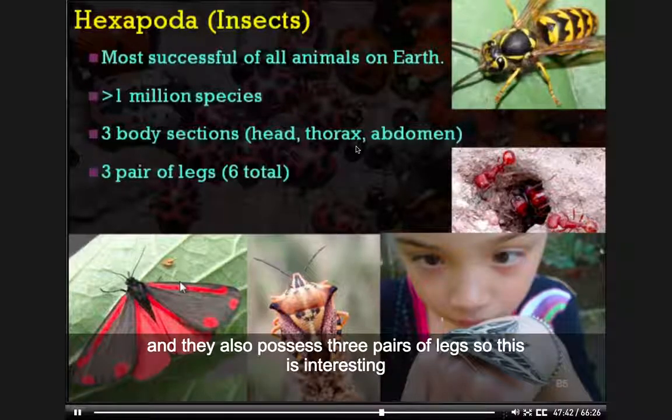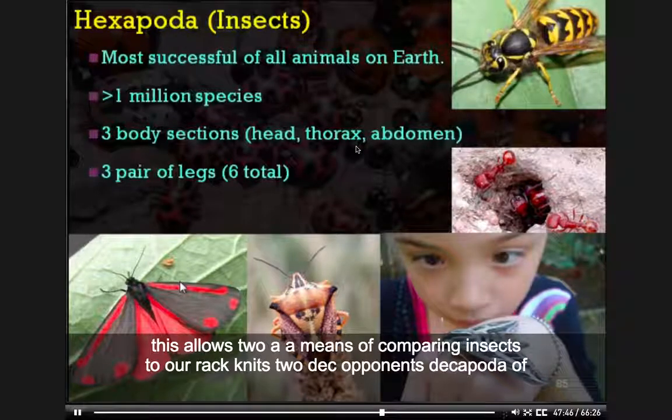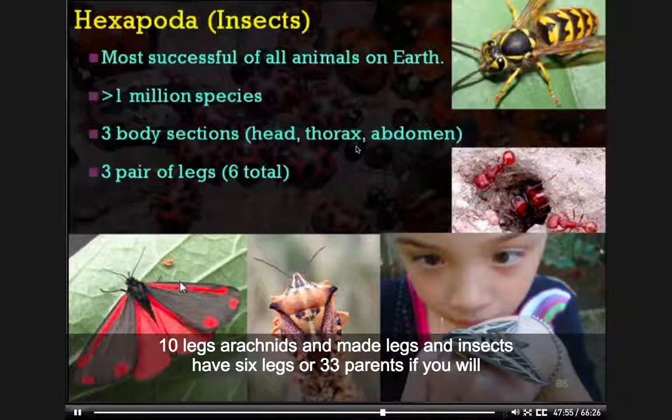And they also possess 3 pairs of legs. So this is interesting. This allows you a means of comparing insects to arachnids to decapods. Decapods have 10 legs, arachnids have 8 legs, and insects have 6 legs, or three pairs, if you will.